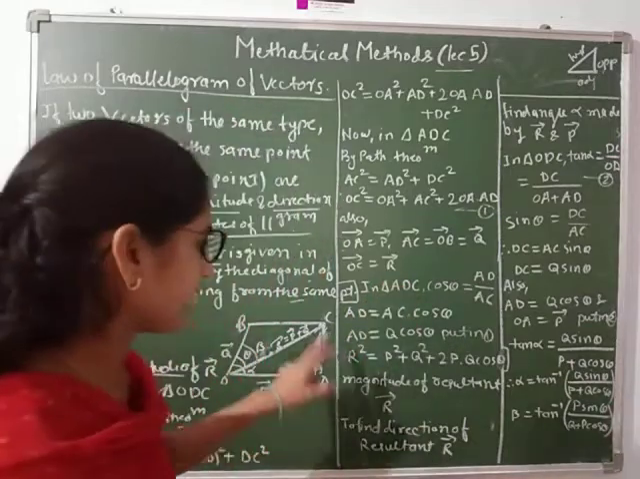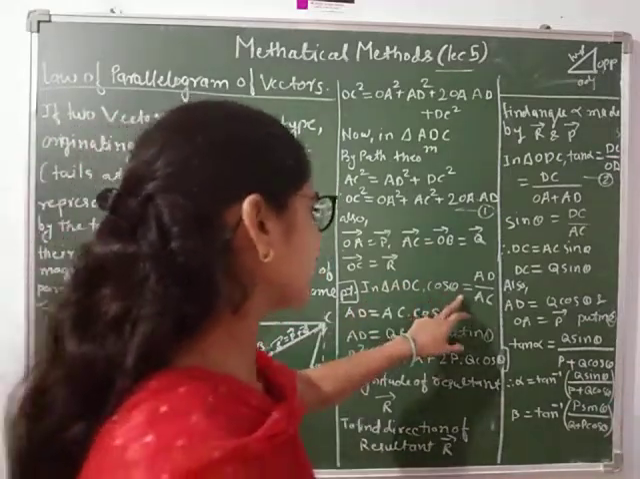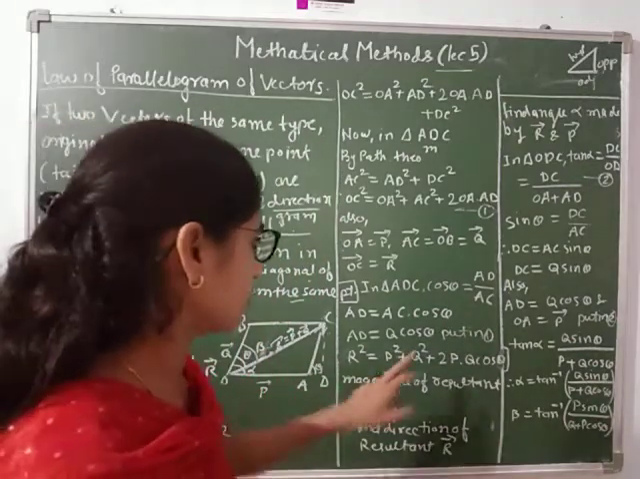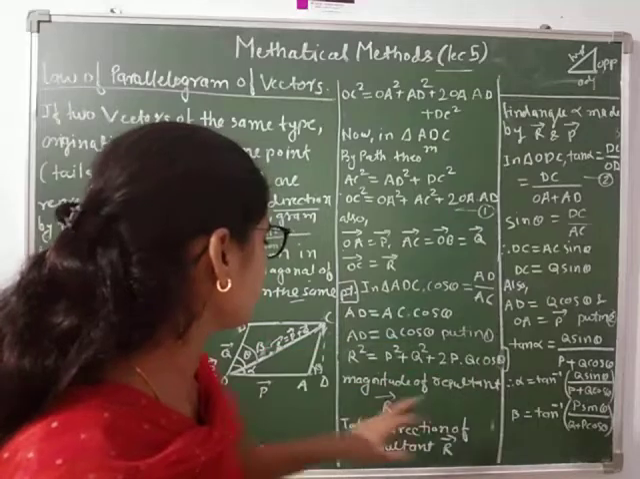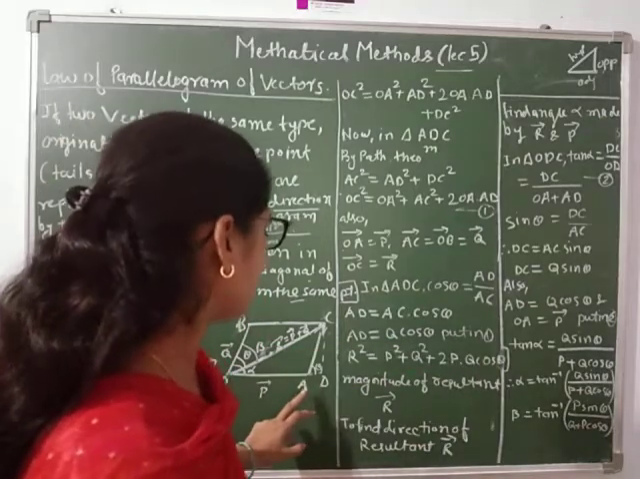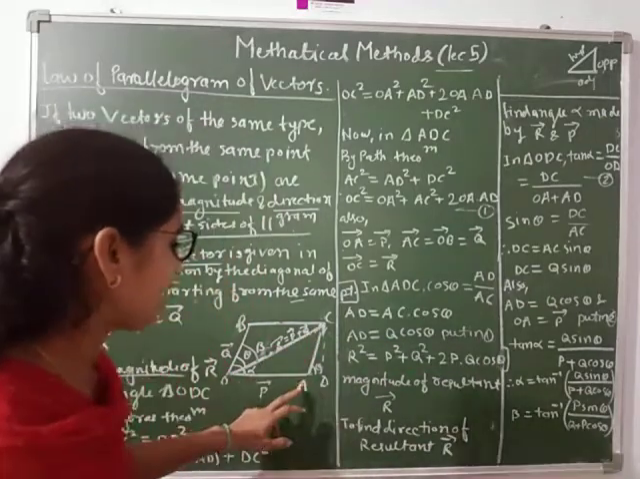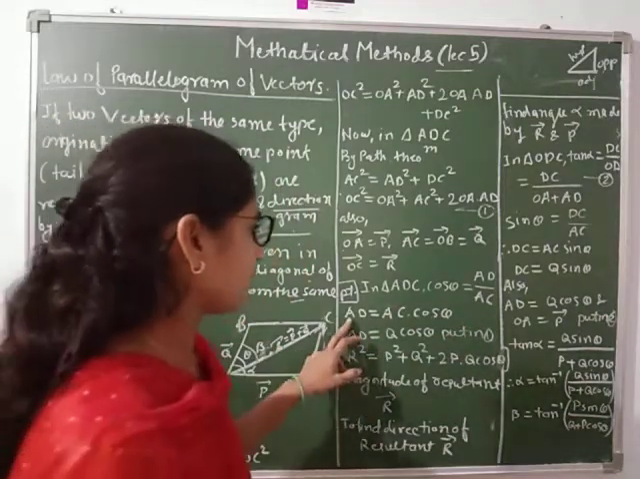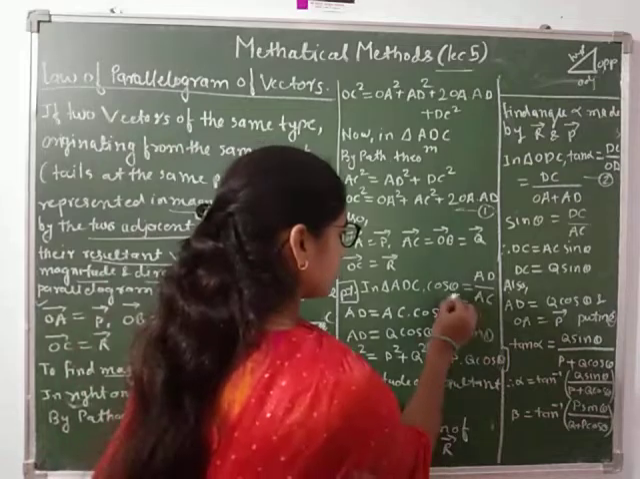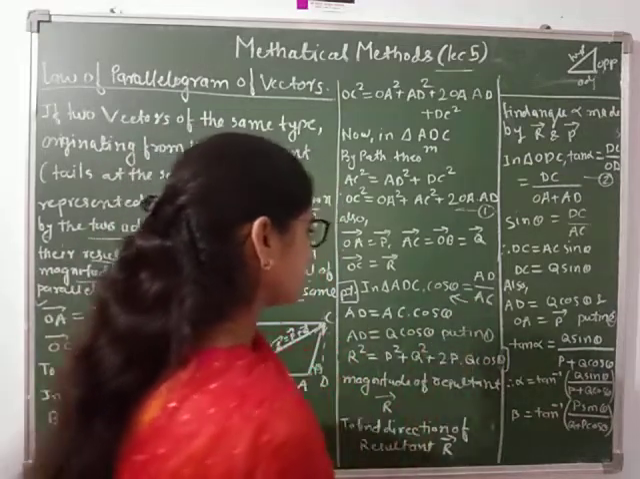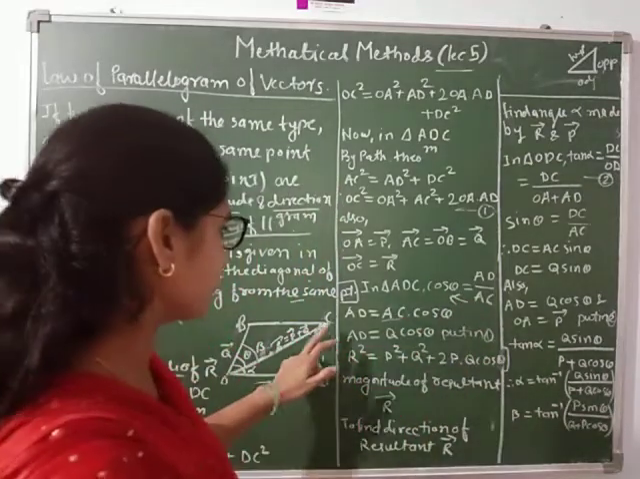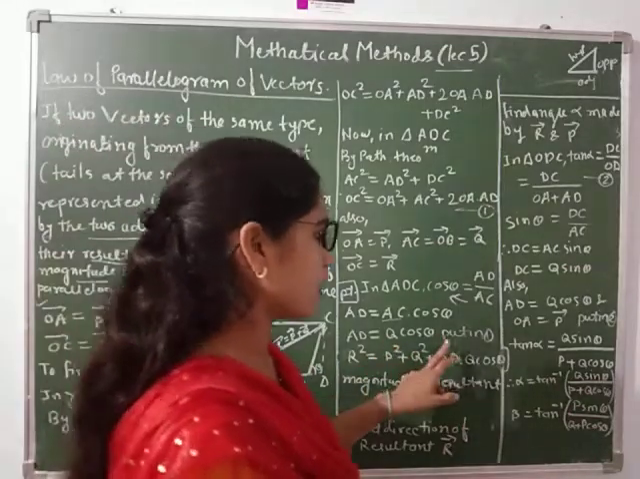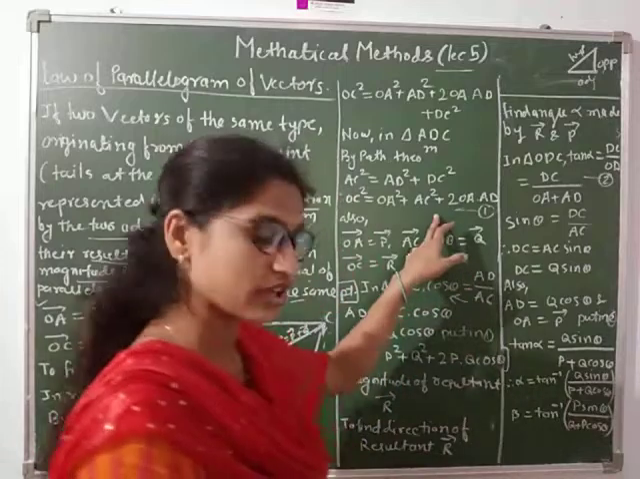Now in triangle ADC, cos theta is equal to AD upon AC, that is adjacent upon hypotenuse, and this AD is equal to AC into cos theta. This AC represents the vector Q, so it is Q into cos theta. We have to put this value into equation number 1.